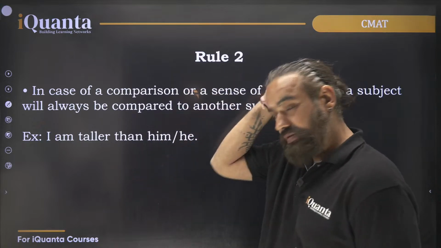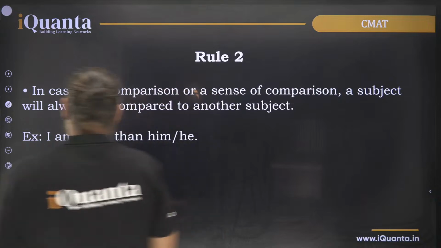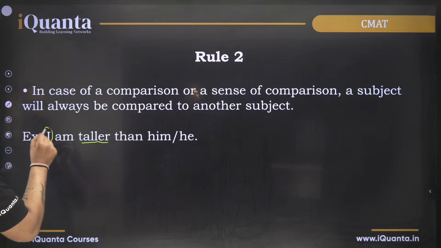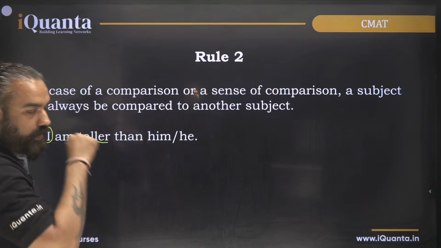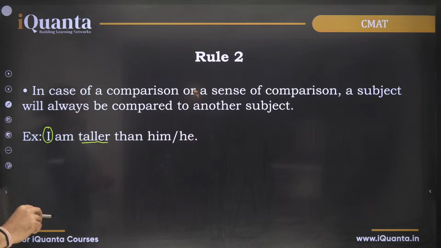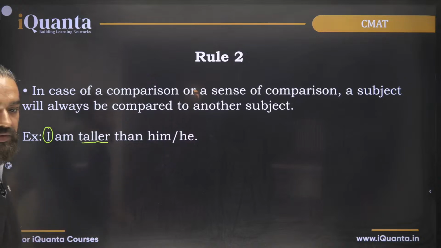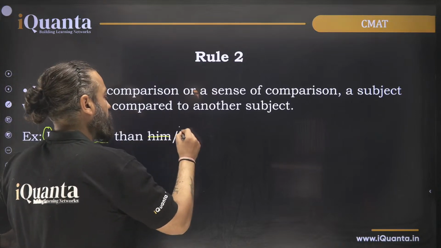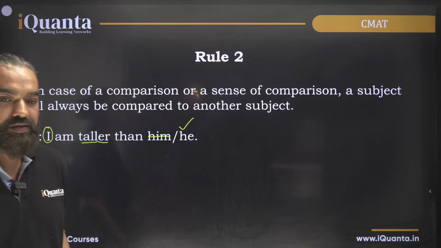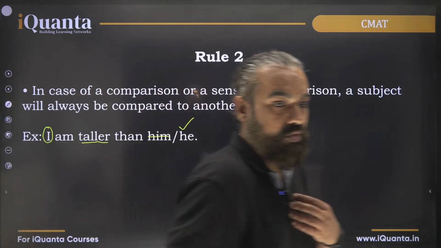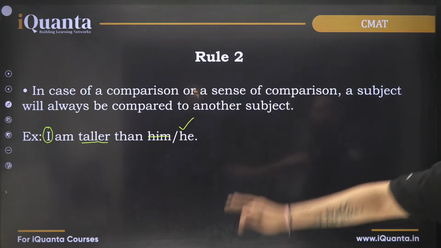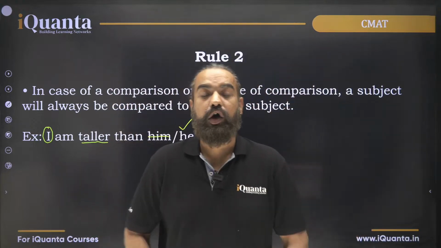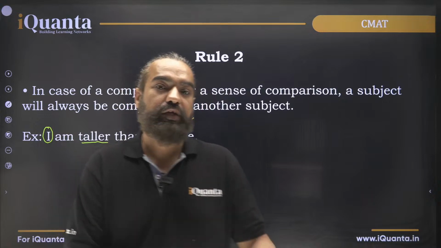Is there a comparison? Yes, there is a comparison: taller. Is there a subject? Yes, there is a subject. A subject will be compared to another subject. Between him and he, what is the subject pronoun? To the human mind, what sounds correct would probably be him. We've always said I am taller than him, I am shorter than him, I am stronger than him, or her for that matter. But now I'm telling you, he.